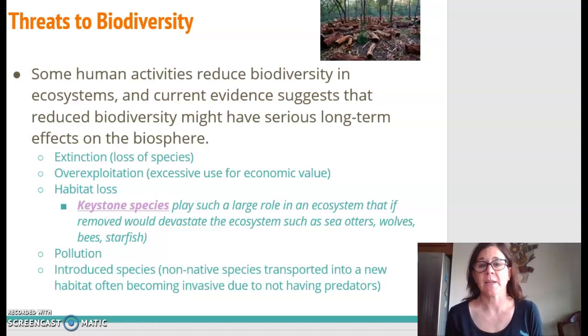Introduced species can threaten biodiversity. These are the non-native species that often get accidentally transported to a new habitat. They can often become invasive, like kudzu and fire ants. They don't have predators, and they outcompete the native species. This is also shown in Australia with the rabbits.